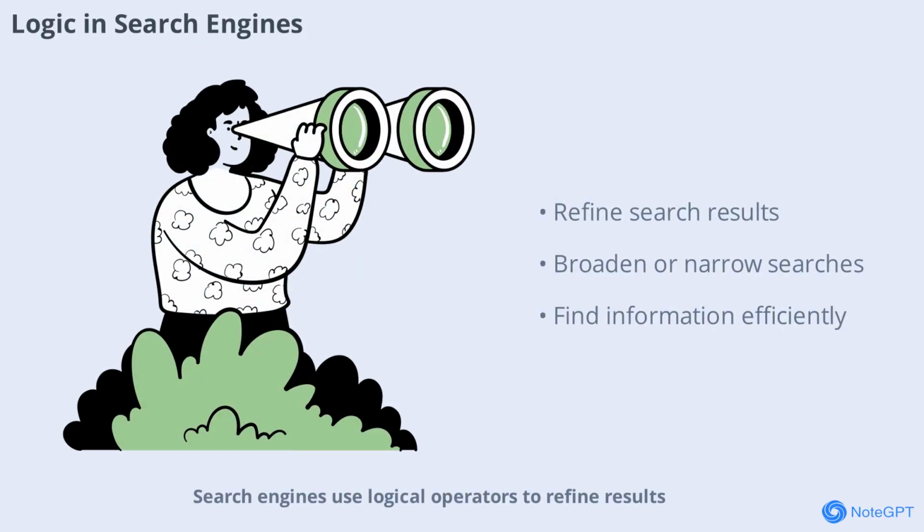Search engines use logical operators to refine results. When you search for cats and dogs, you get pages with both.